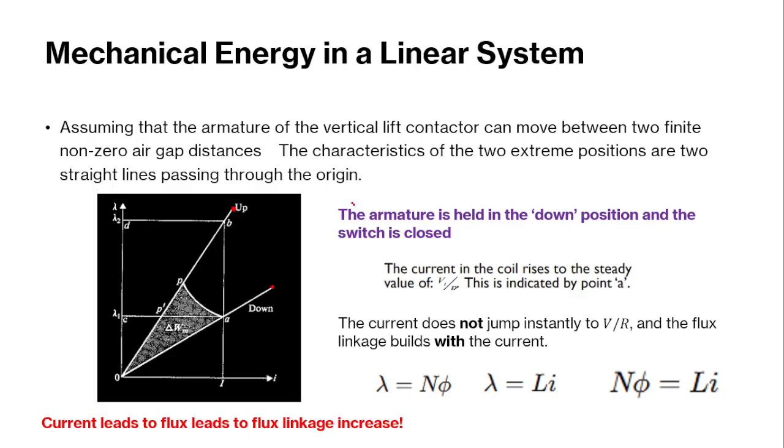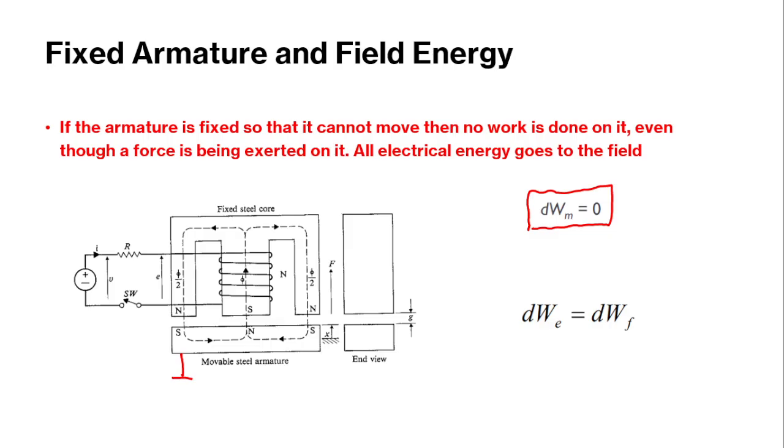So the first thing: the armature is held in the down position. When the switch is closed, remember, in the circuit you have a switch here, because you want to control when to move the armature. In most operations for you, when you close the switch, the armature will just go straight up. You will not worry about controlling how high it goes. When I close the switch, it will just go up like a relay.